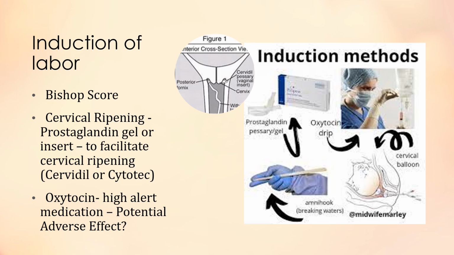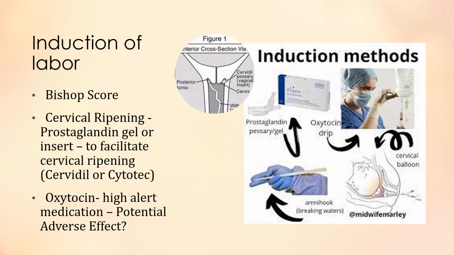So oxytocin there at the bottom, this is a high alert medication. We titrate oxytocin very carefully, and we want to make sure that we're preventing tachysystole of the uterus, which is contracting too much, too often. Contractions are too close together, or too frequent, okay?